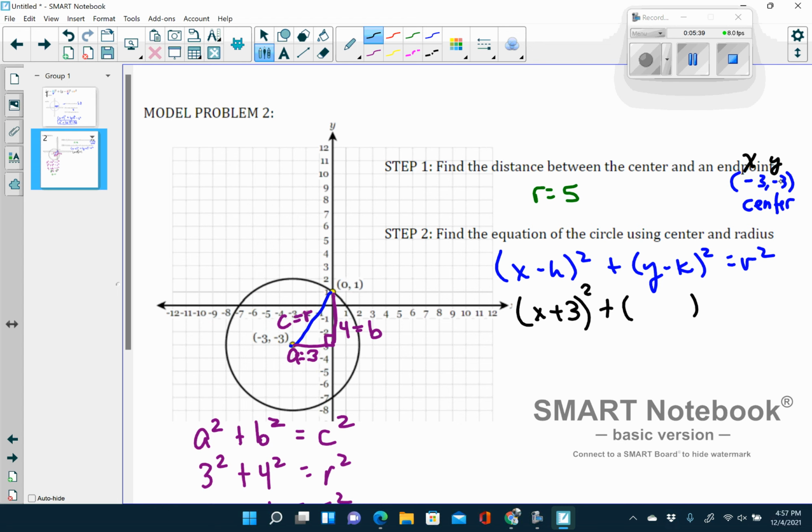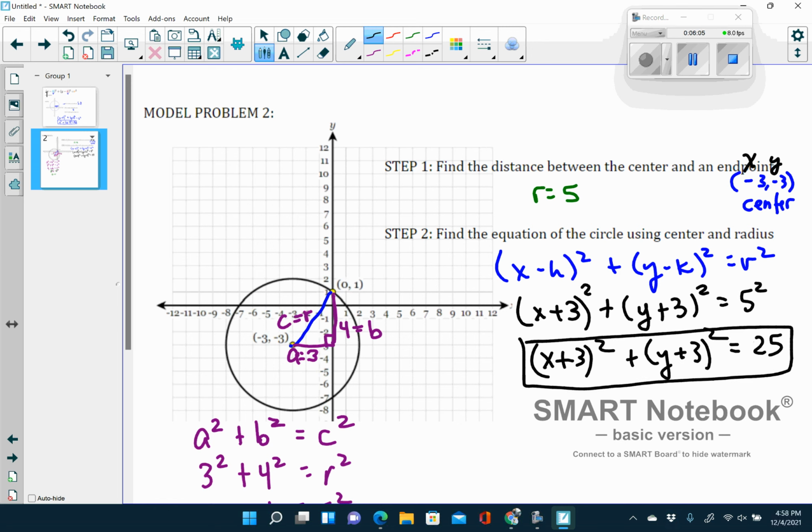You're going to do the same thing here: just switch the sign. So y minus negative 3 becomes y plus 3 squared, is equal to, and our radius is 5, so 5 squared. This cannot be simplified, the x plus 3, so I'm just going to leave that there. X plus 3 squared plus y plus 3 squared equals 25 is the answer for the equation of my circle. Done. Good job.